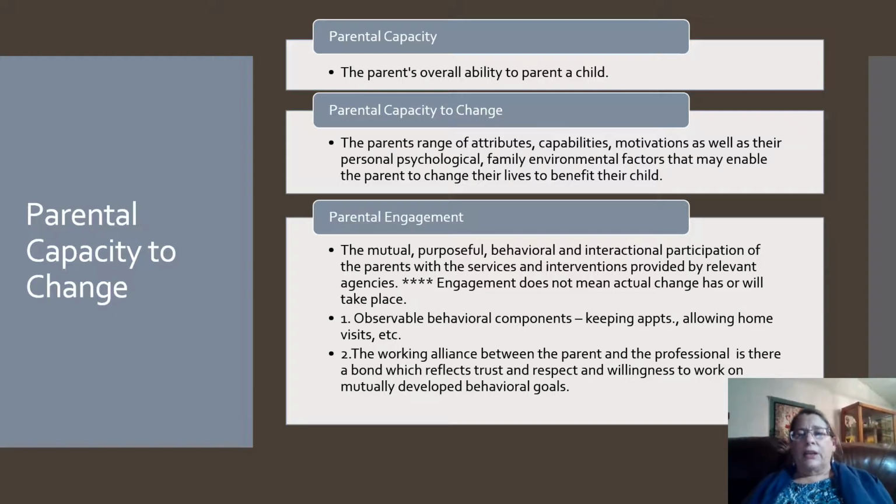So we have two things we can observe. The behavioral components, which are things like, are they keeping appointments? Do they allow you for home visits? Do they turn in paperwork that you've requested? And number two is the working alliance that you have between yourself and the parent. Is there a bond? Is there some sort of trust and respect and willingness to work on mutually developed behavioral goals or not? Now, just because someone is not working with you on a cooperative basis doesn't mean that they can't change. It just means you're not going to be able to watch that change happen on an easy basis.